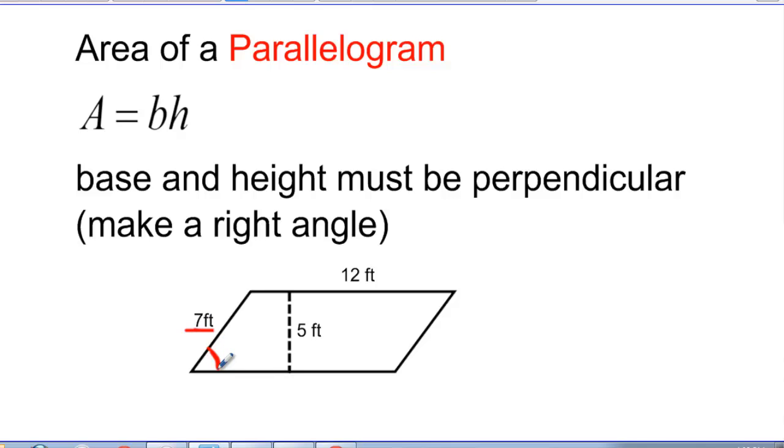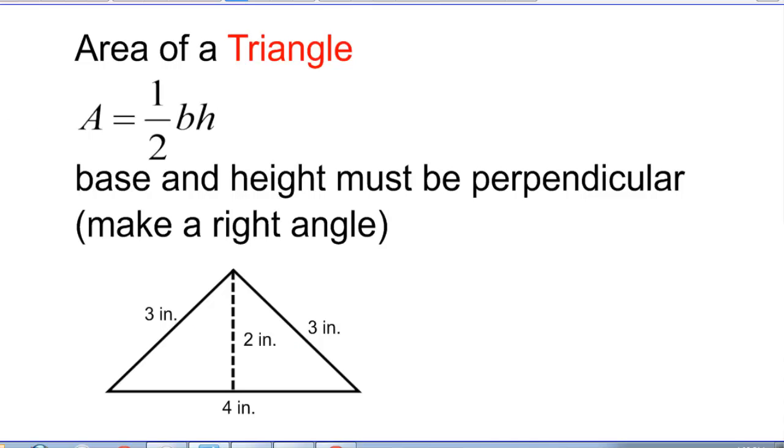So I can see that I'm going to have to use 12 feet as my base, and that this line right there does form a right angle with the base, and so that will be my height. And so I'm just going to take 12 times 5, and that will give me 60. And then I look at my label and it's feet, so now that I'm doing area, it's going to be square feet.